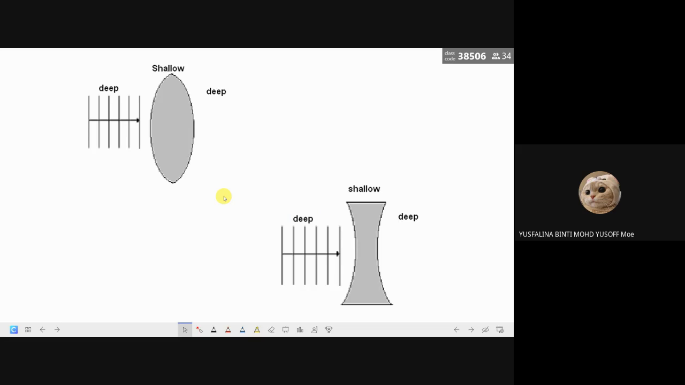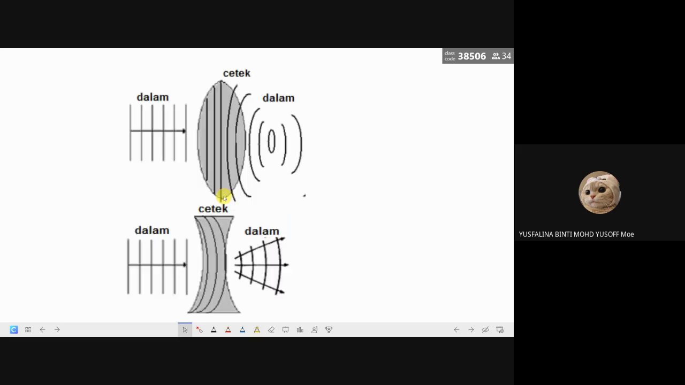Right, how about this one? For this one, this is how you draw. This is the converge lens. For the converge lens, you already know that we converge all the waves or all the light into one point. So here you can see, when it passes through the convex lens, it focuses at one point. So this is the point. It will focus at one point.